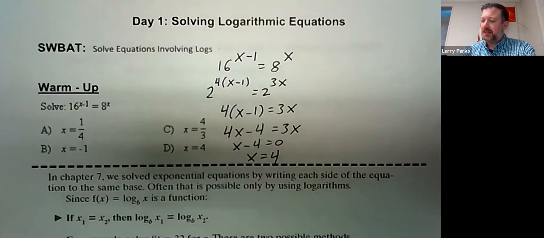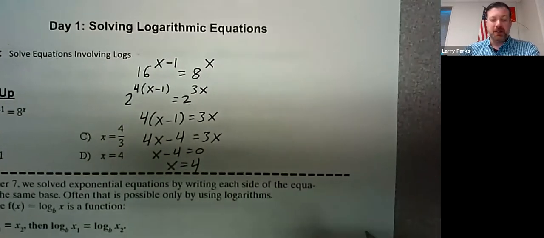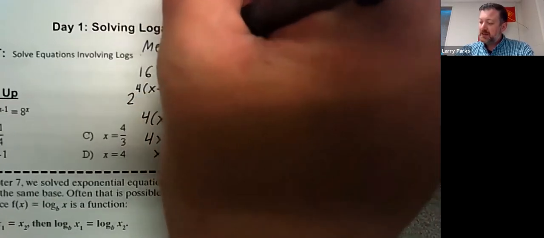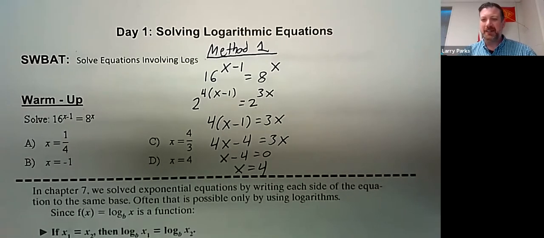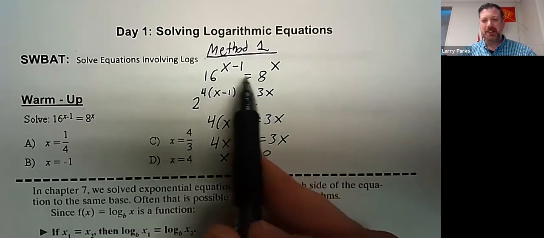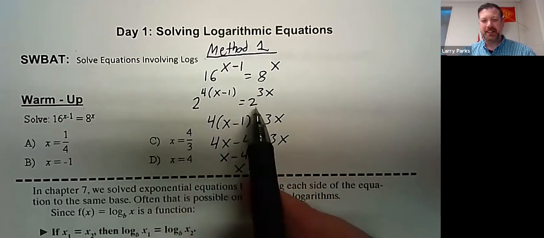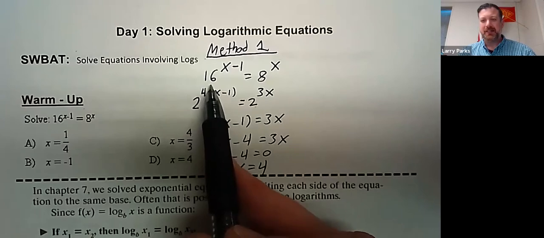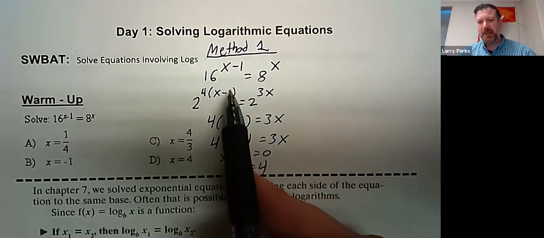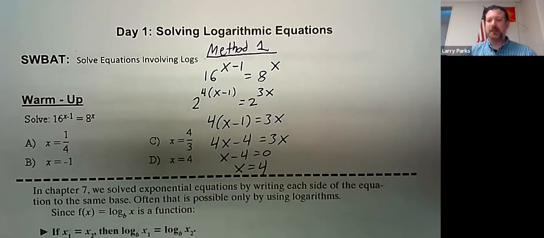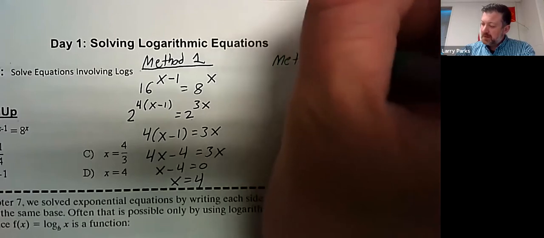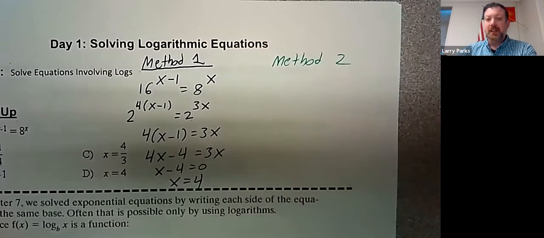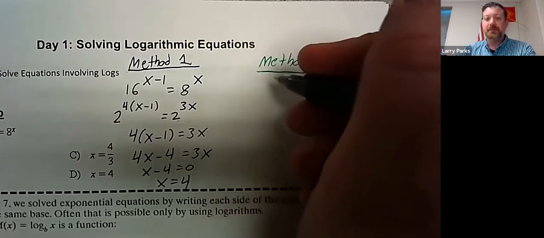There's another way that you could actually do this, and I'm going to show you now. And the problem with method 1 is it does not always work. These numbers cannot always be written as the same base. Okay, so if these numbers are not able to be written as the same base, then there has to be another way, and that's what I'm going to show you now. Here's method 2. Method 2, rewrite the problem.